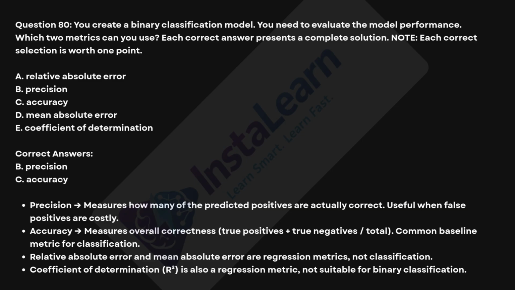Relative absolute error and mean absolute error are regression metrics, not classification. Coefficient of determination, R², is also a regression metric, not suitable for binary classification.